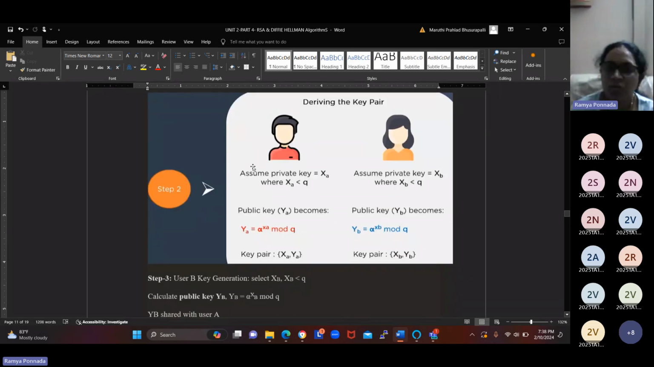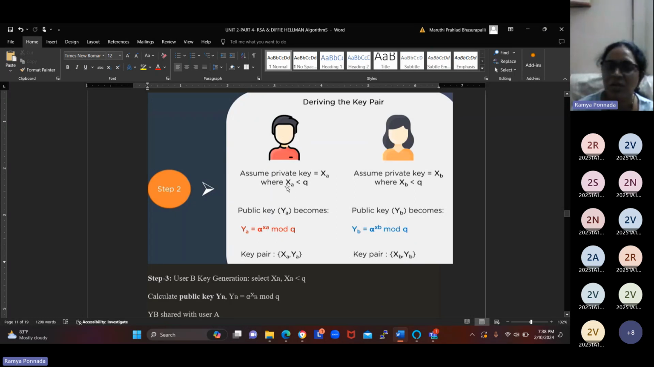This private key is going to be considered on the sender side as XA. On the receiver side, the private key is going to be XB. XA should be less than Q and XB also should be less than Q. What is Q? Our prime number. So the public key YA on the sender side, how is it going to be calculated? YA is equal to alpha power XA mod Q. This is the value going to be calculated.